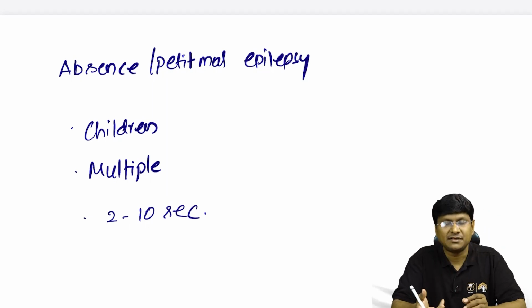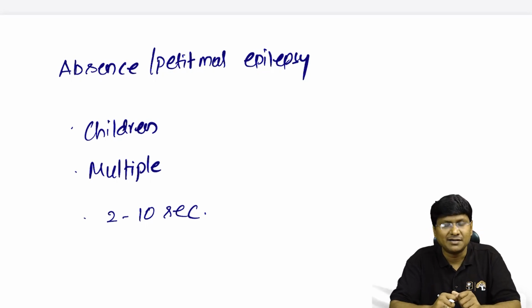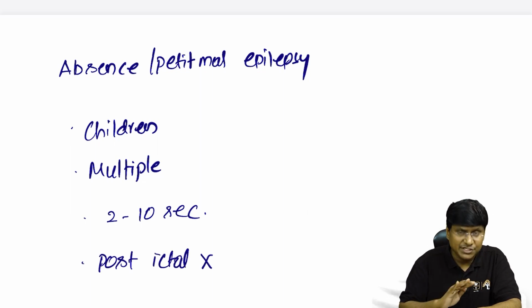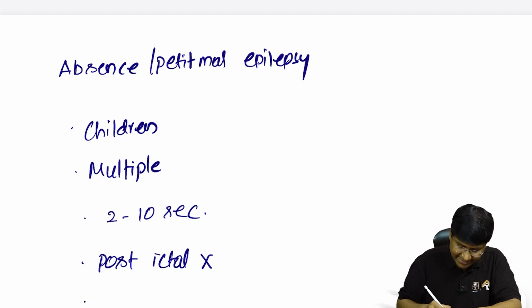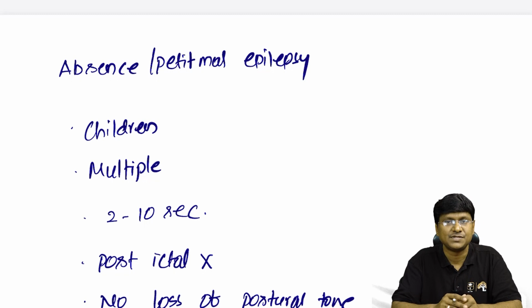What will the child present with? The child will present with a staring look, or mild blinking of the eyelids during that staring look. There will be no post-ictal confusion, and there is no loss of postural tone during the episode of absence seizures.